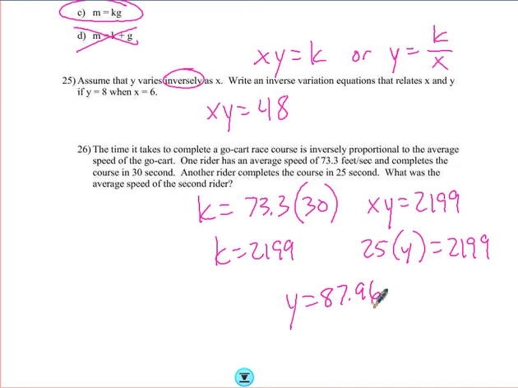And that's 87.96 feet per second. And you're done with the review. Good job.